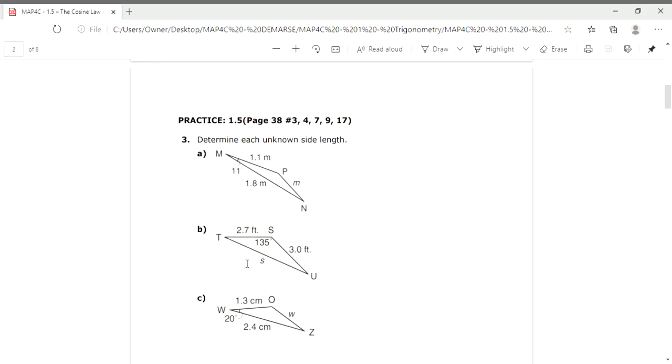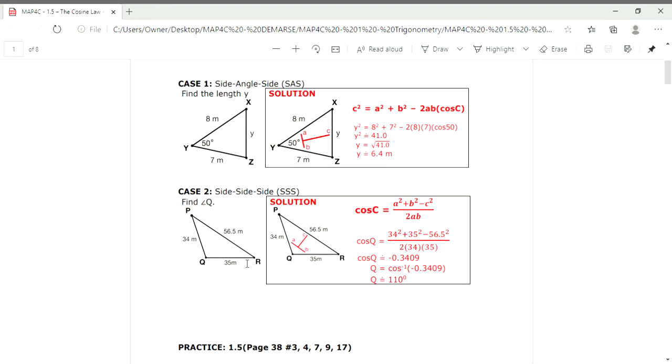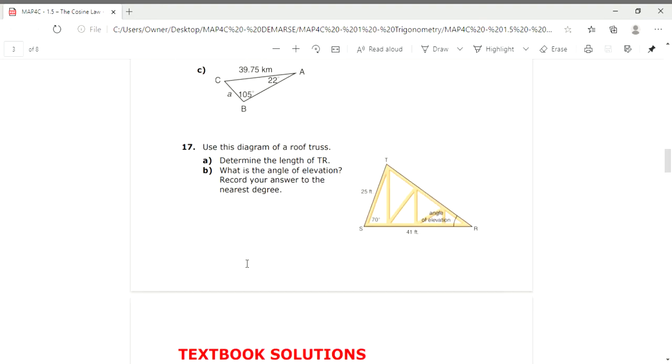The practice questions are below. Use the sample examples to help with those. And as always, solutions are below.